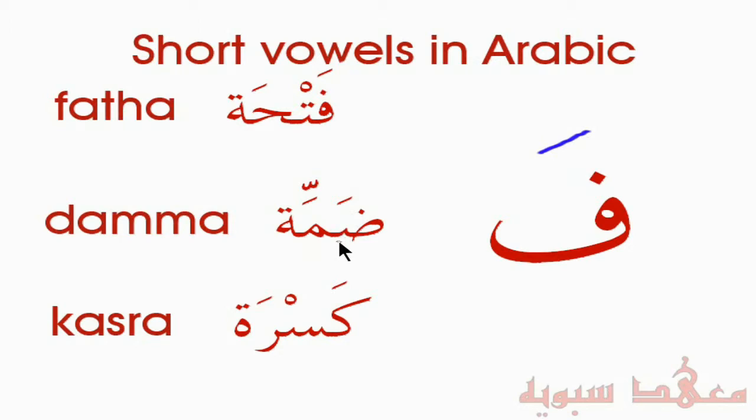Al-dhamma will be as follows. It's like a small wow. And we have the kasra, which is like a fatha but on the bottom. So let's assume that this is the line where we write. The fatha would be on top of the letter, dhamma would be on top as well, and kasra would be on the bottom. So fatha, dhamma, kasra. So that's just the terminology, and inshallah we'll find out how they're actually pronounced.